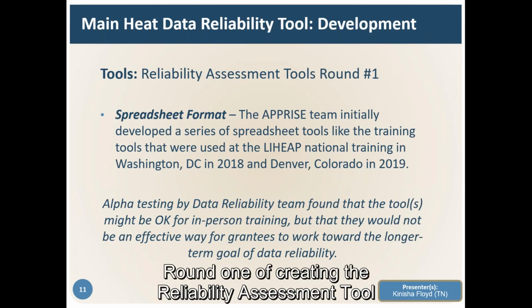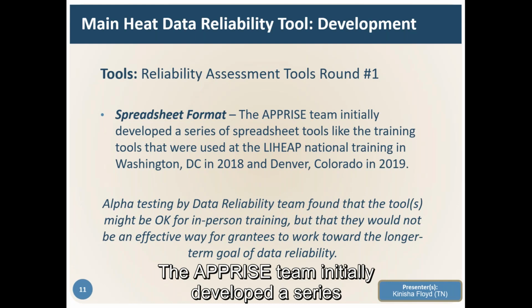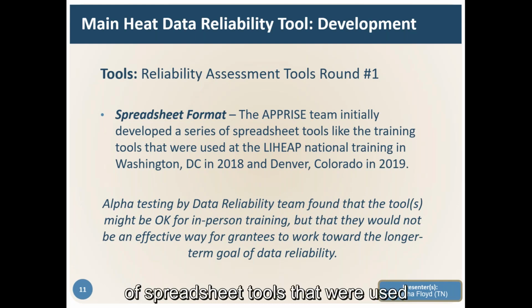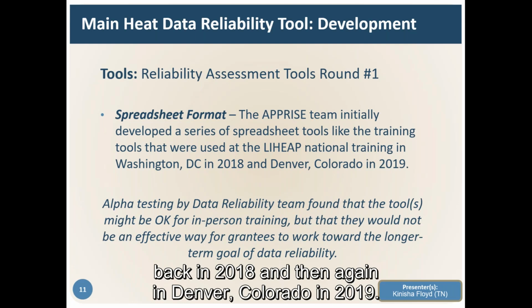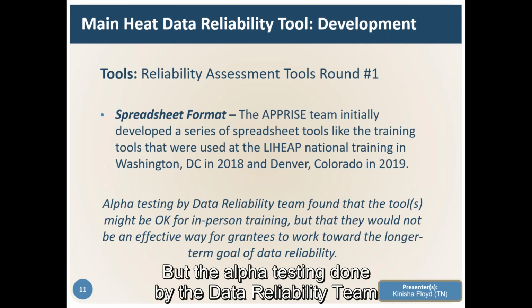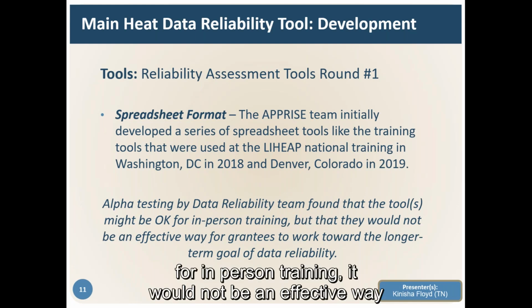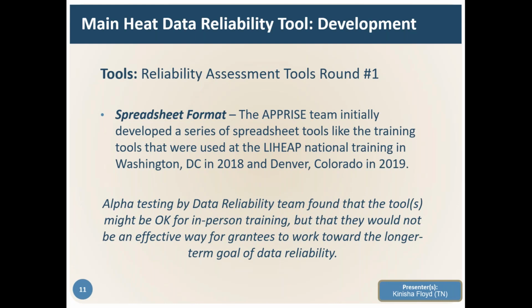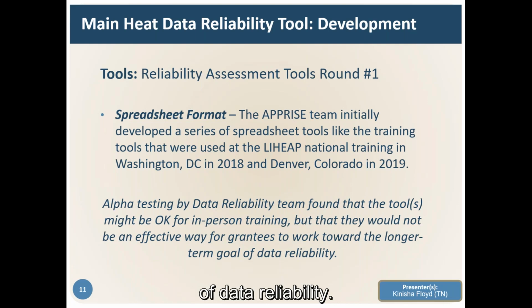Round 1 of creating the reliability assessment tool was actually created in an Excel spreadsheet format. The Apprise team initially developed a series of spreadsheet tools that were used at the LIHEAP National Training in Washington, D.C. back in 2018, and then again in Denver, Colorado in 2019. But the alpha testing done by the data reliability team found that while the tool might be okay in in-person training, it would not be an effective way for grantees to work toward the longer term goal of data reliability.